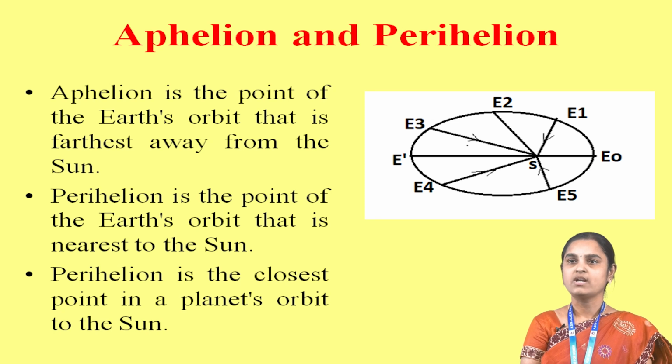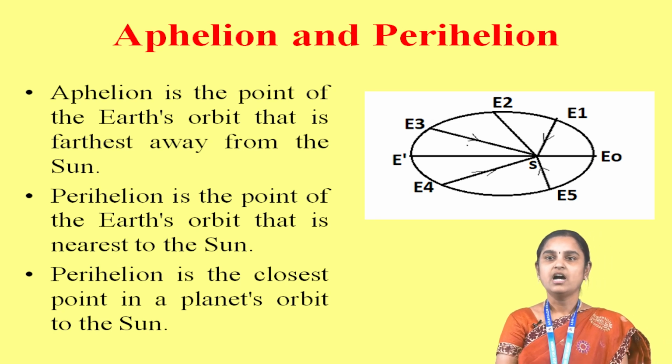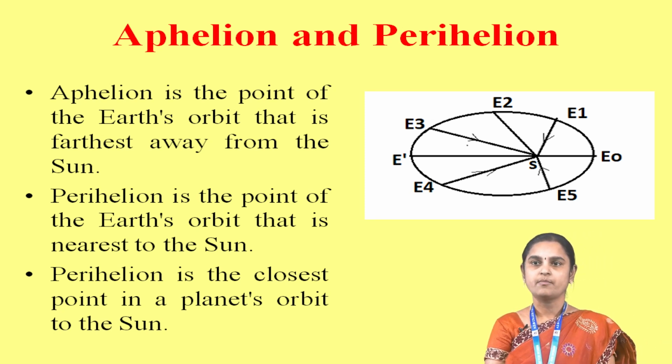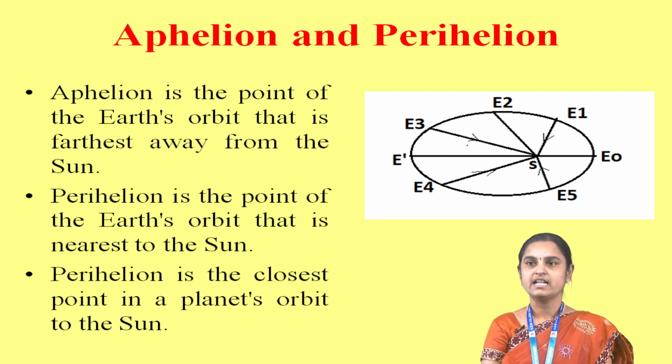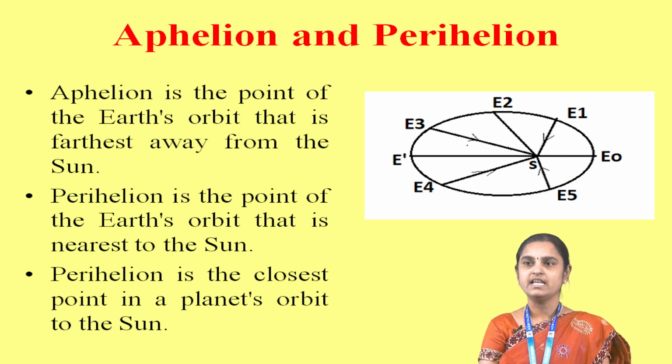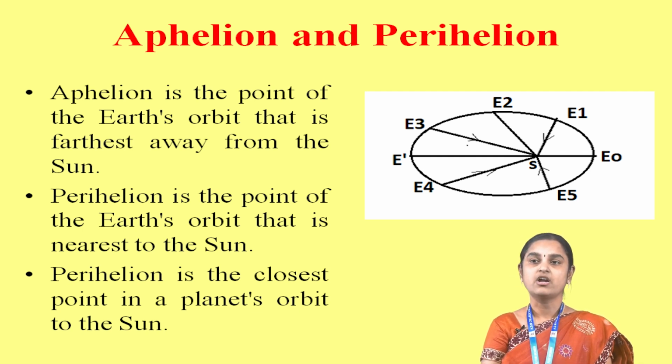Now, let us see what aphelion and perihelion are. Aphelion is the point of the Earth's orbit that is farthest away from the Sun. Perihelion is the point of the Earth's orbit that is nearest to the Sun. In the diagram, you can see E0 is the nearest position to the Sun and E dash is the farthest position from the Sun. So E dash is called aphelion and E naught is called perihelion.